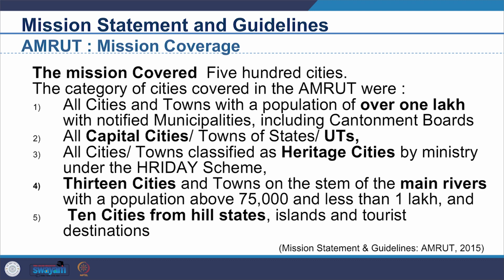All cities and towns classified as heritage cities by the ministry under the HRIDAY scheme. 13 cities and towns on the stem of main rivers with a population above 75,000 and less than 1 lakh, if they are not included in number 1. 10 cities from hill states, islands and tourist destinations, with a limitation of 1 from each state. So, that was about the coverage of the AMRUT mission.